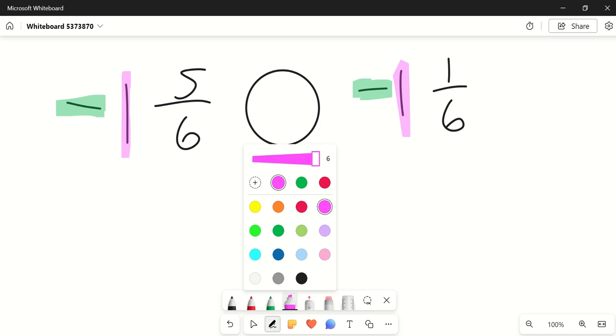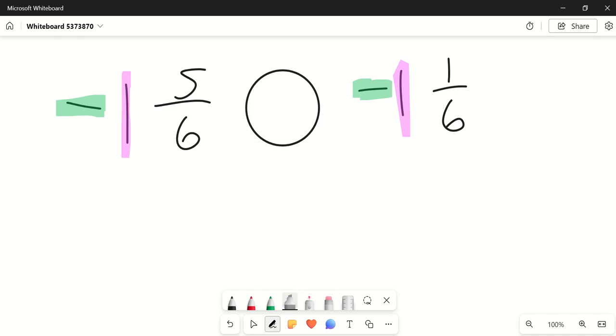Now, as we just learned, we need the common denominator to be able to compare fractions. But we have a common denominator. They're both 6. Therefore, we're going to look at the numerator to tell us which one's bigger. I have 5/6 and 1/6. Now, right off the bat, you're thinking, well, the 5/6 is bigger. 5 is bigger than 1.